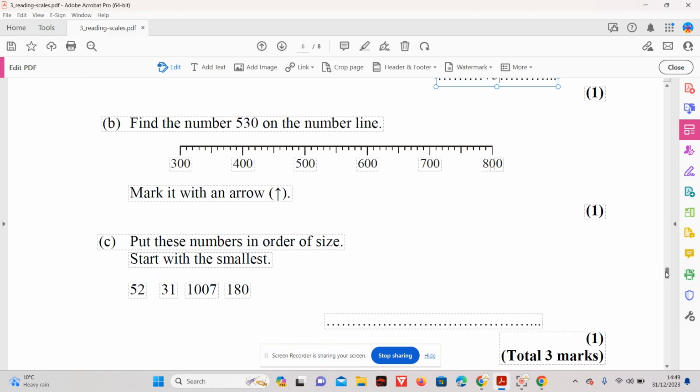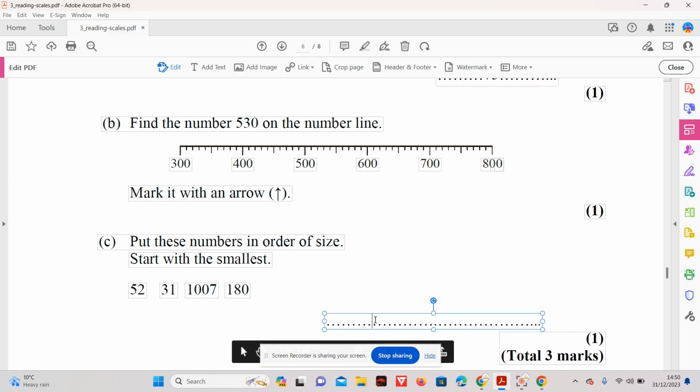Next question. Find the number 530 on the number line. Again, we've got jumps of 10, so you can guess it's going up in tens. So we've got 500. Then we've got, what are we marking? 530, yeah. 500, 510, 520, 530. So 530 would go just there, and you mark that with your arrow.